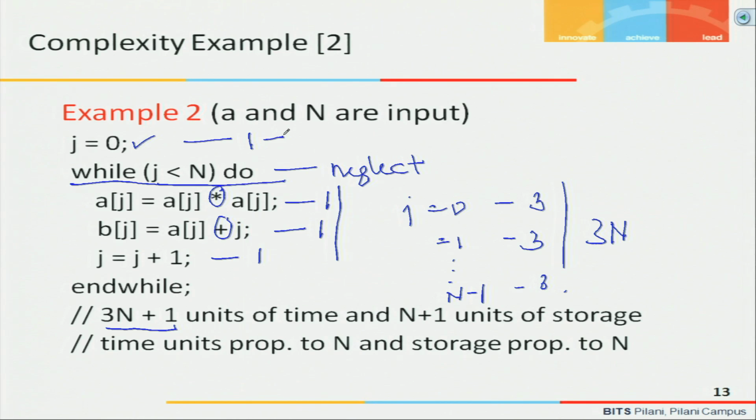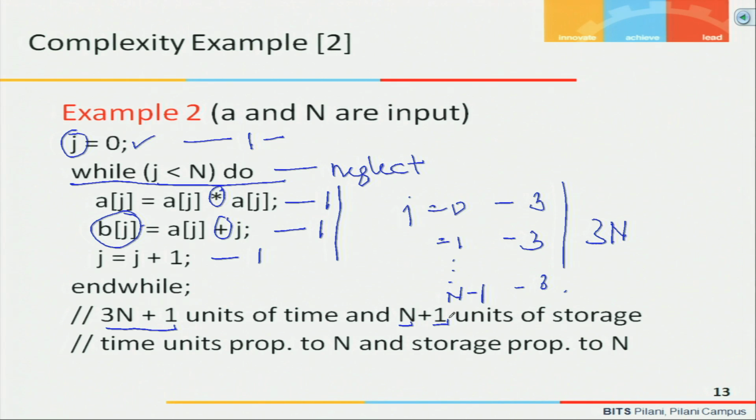It is going to require a variable which is j and an auxiliary array which is b, which is of the same size as a. Right. So, this n comes from the fact that you have an auxiliary array required to store this particular value, and the size of the array is the same as the size of a, which is n, and you have an additional variable j, which will require another unit of storage.